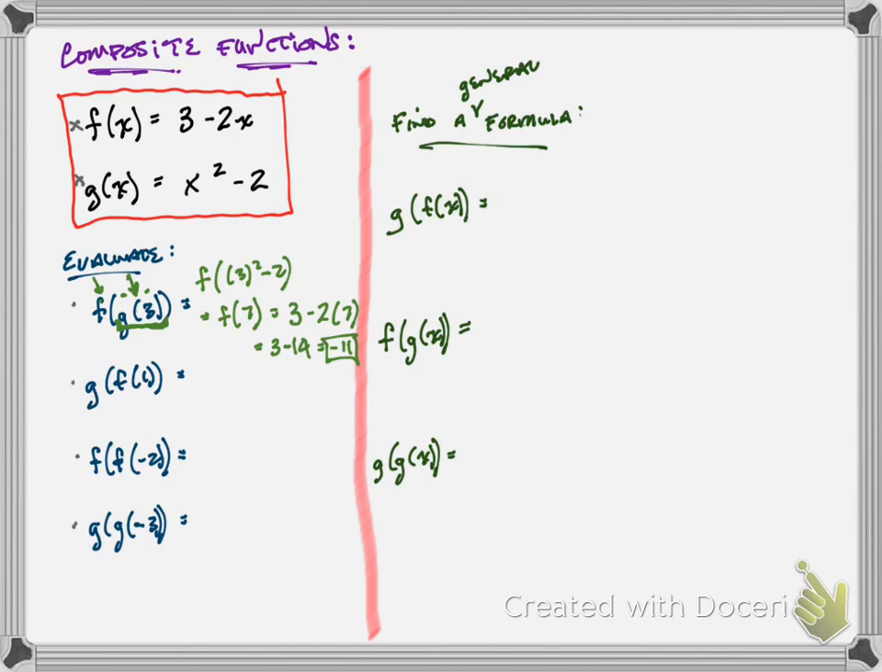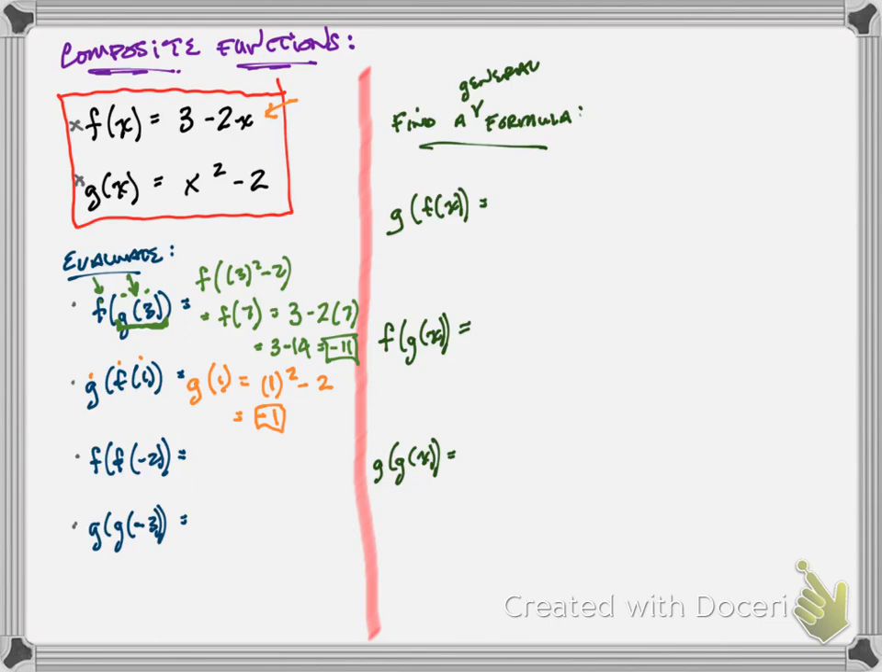g of f of 1. So evaluate g of f of 1. Well, g of f of 1 is the same as saying, let's find g of 1. And why am I saying g of 1? Because if I put 1 into f, I get 3 minus 2, which is 1. So g of f of 1 is the same as evaluating g of 1. g of 1 is 1 squared. Notice again, I wrap that 1 in a pair of parentheses, subtract 2. Well, in this case, it was positive 1, so 1 squared is 1. Take away 2 is negative 1. In other words, g of f of 1 is negative 1.